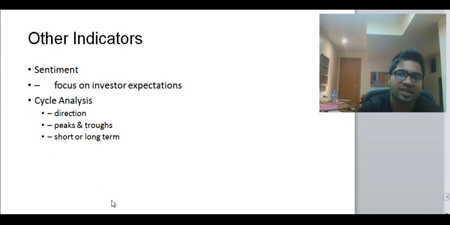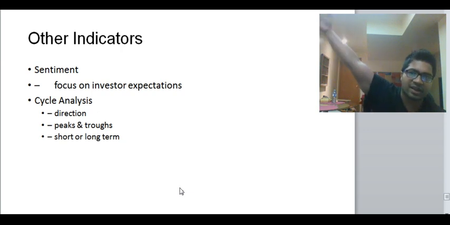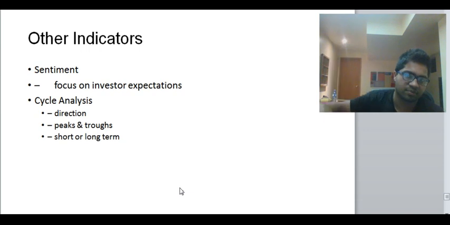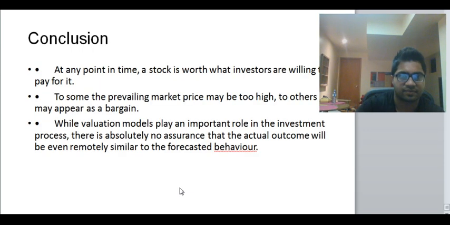Then there is cycle analysis. Cycle analysis means that stock prices move in cycles. Whenever we are at the top end of the cycle, we sell, and whenever we are at the bottom end of the cycle, we buy. Because if it has bottomed out, the stock will move up, and if it has topped out, the stock will move down. It assumes that stock moves in cycles.